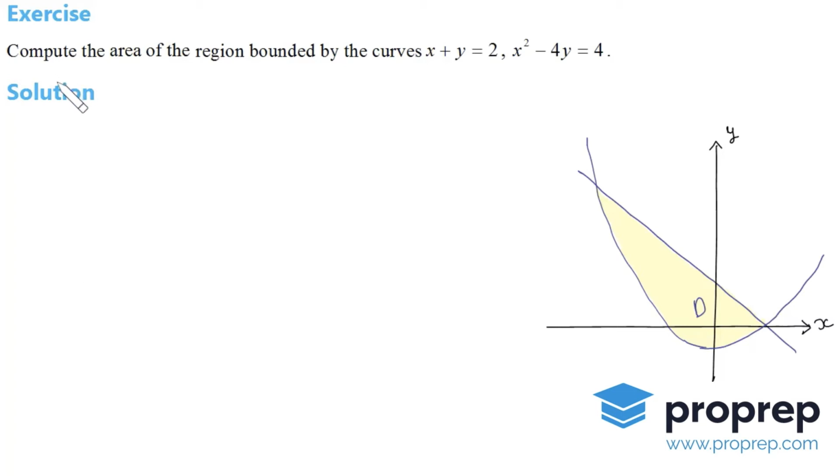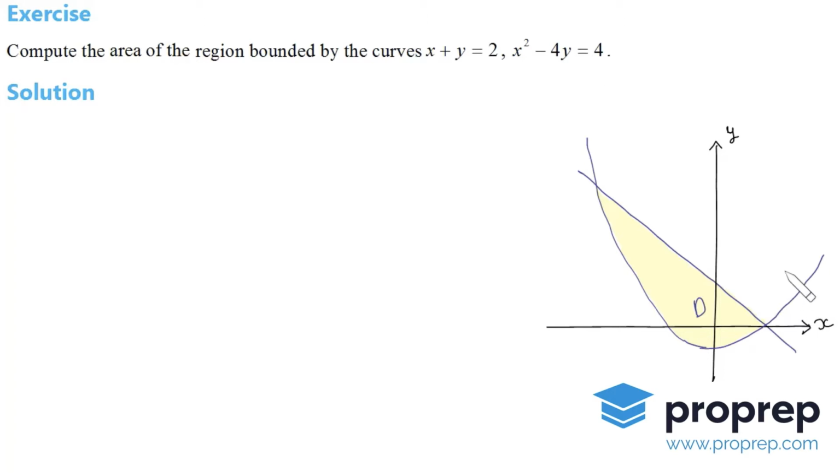In this exercise, we have to compute the area bounded by the curves x plus y equals 2 and the other curve x squared minus 4y equals 4. Now, pretend you haven't seen the picture yet. I just drew it here in advance. It'd be helpful. Wouldn't have to draw it on the fly.